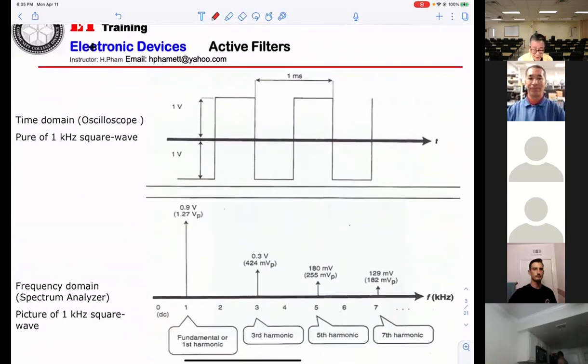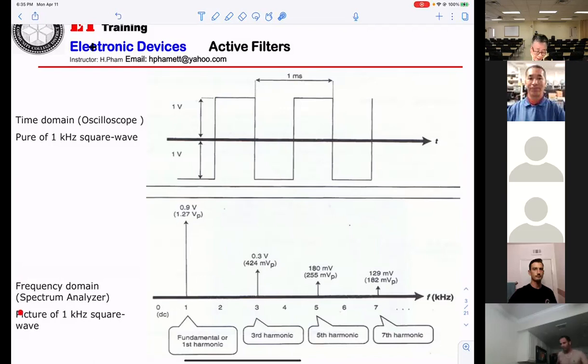And now you can see you get a square wave. The square wave will be displayed on the oscilloscope. So it can be -1 to +1 volt, peak to peak. And this or the other one will display the same 1 kilohertz square wave.